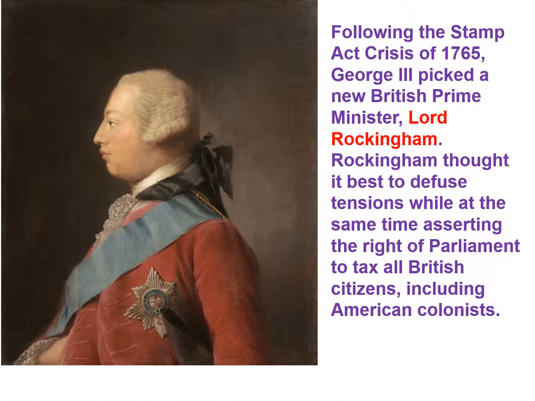Following the Stamp Act crisis of 1765, or at least as the Stamp Act crisis raged, George III picked a new British Prime Minister, Lord Rockingham. You can see George III is going to go through a lot of prime ministers. Again, he was kind of insecure. But Rockingham thought it was best to diffuse tensions, but was looking for some way to do so while asserting the right of Parliament to tax all British citizens, including American colonists. So as 1765 began to pass, you're going to see Rockingham taking over and Britain going in a new direction.